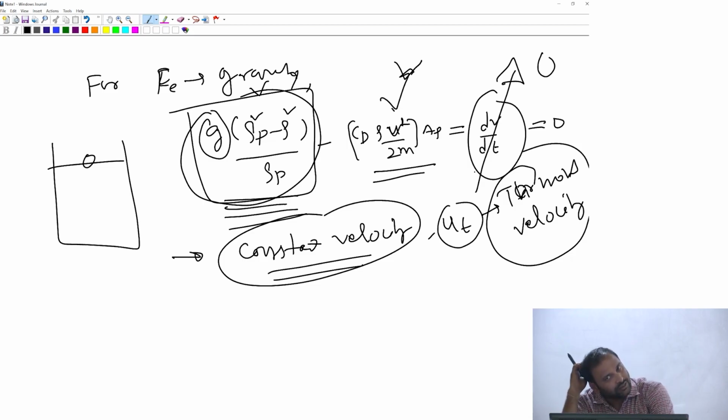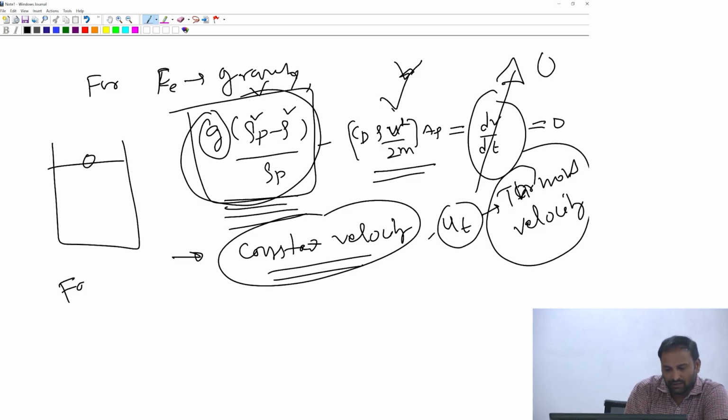We looked at the application of this terminal velocity concept when we looked at the measurement of viscosity of the fluid. We looked at different cases of measurement of viscosity, and there is one case that is called a falling ball viscometer.